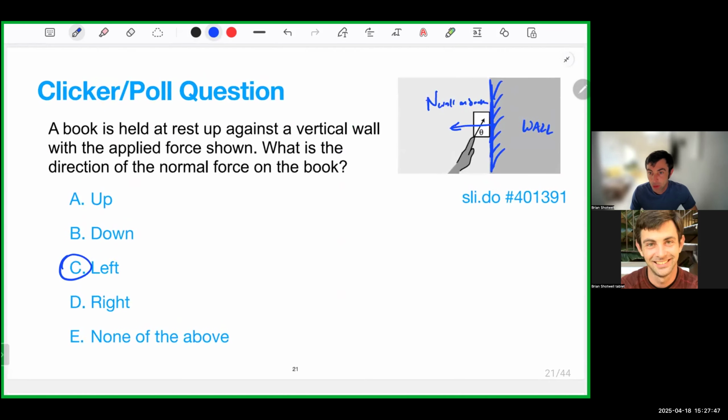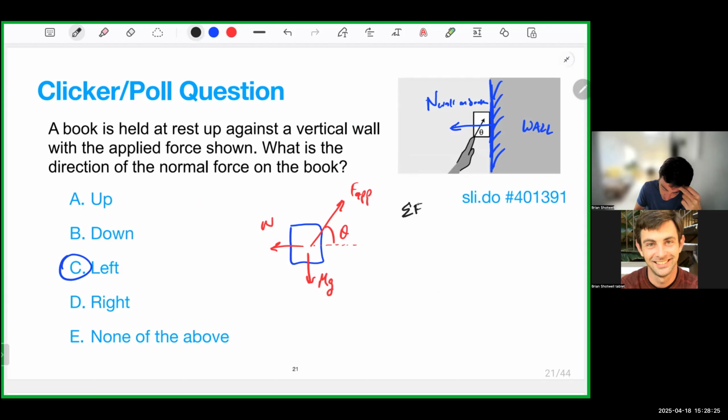So suppose we kept this problem going, actually, and we wanted to know how big that normal force was. Well, if we again drew a free body diagram of all the forces acting on the book, it looks like there's an applied force like this, call it F_ap for applied. And that force is making an angle theta relative to the horizontal. There's a normal force from the wall that's pointing to the left, and then there's mg. So we can start to relate these forces to each other. Again, from Newton's second law, this is a vector equation: sum of the forces is mass times acceleration. Let's say it's equal to 0.